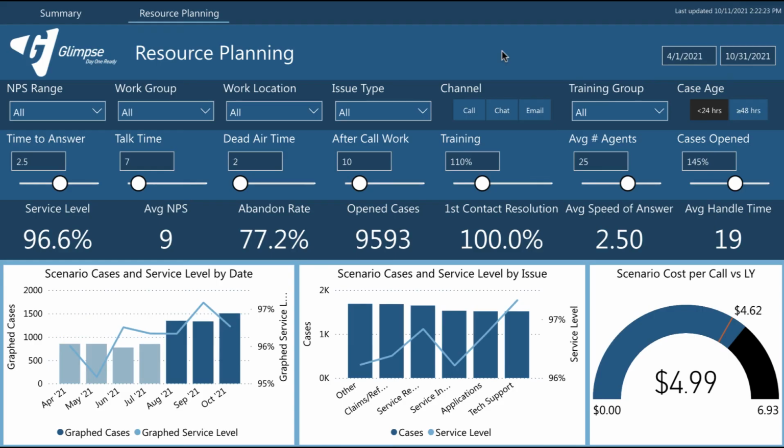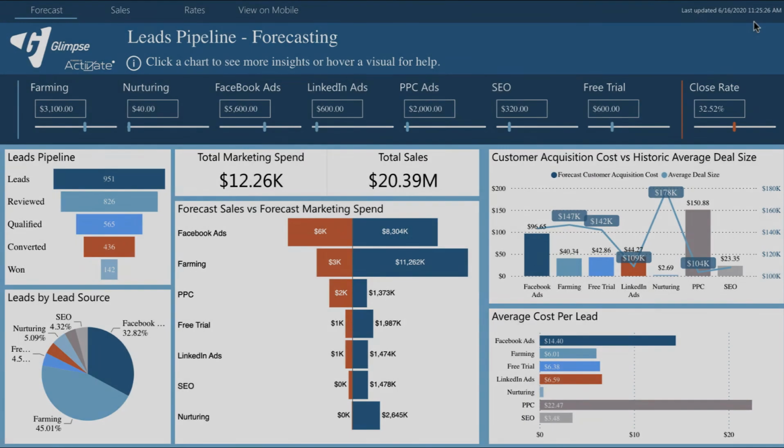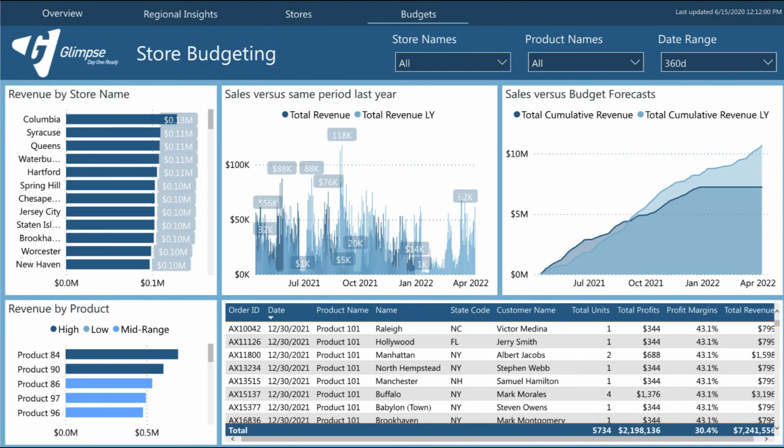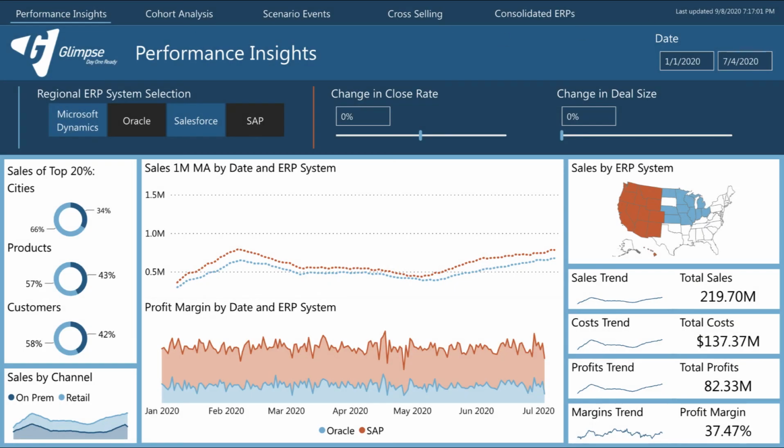So, across a wide variety of projects and problems, Glimpse is a superior solution because of its native ability to provide a complex what-if solution that other tools just can't deliver.